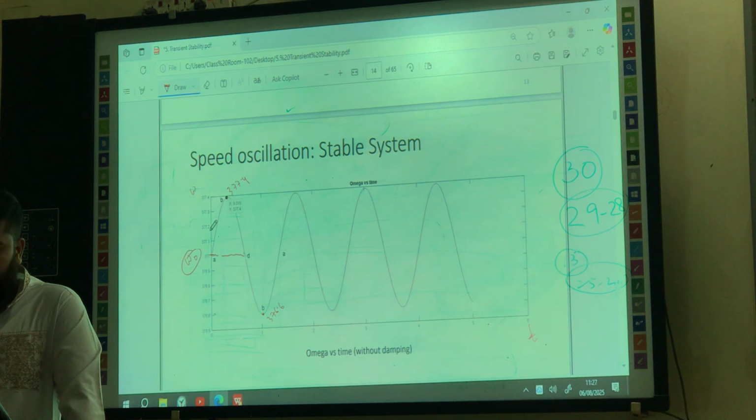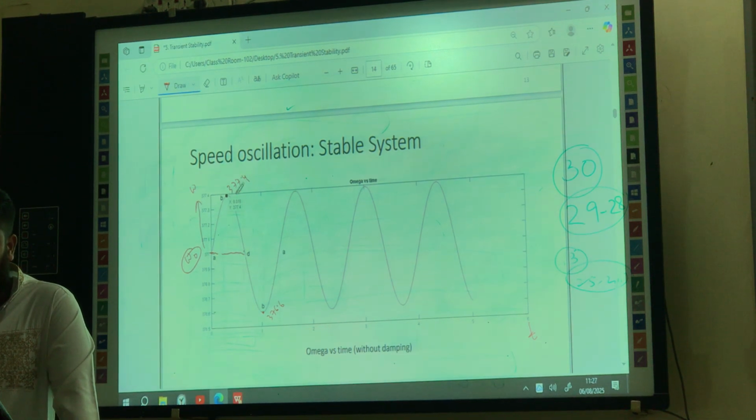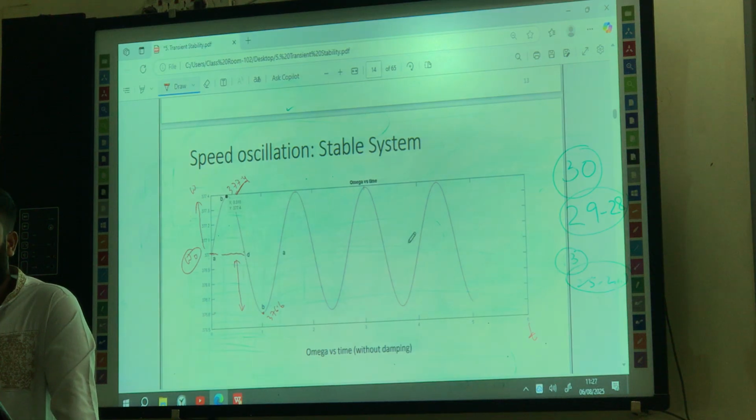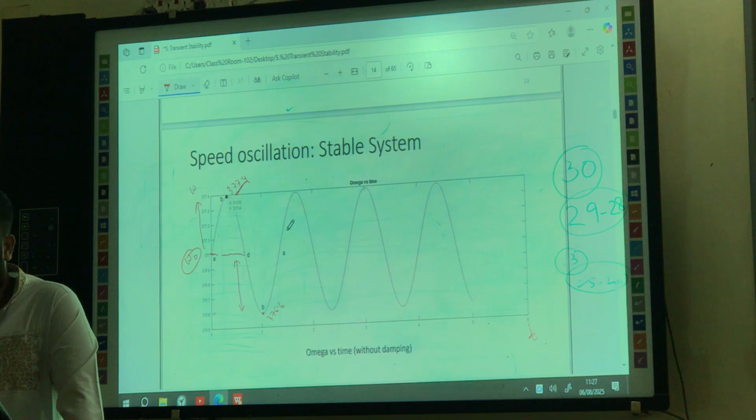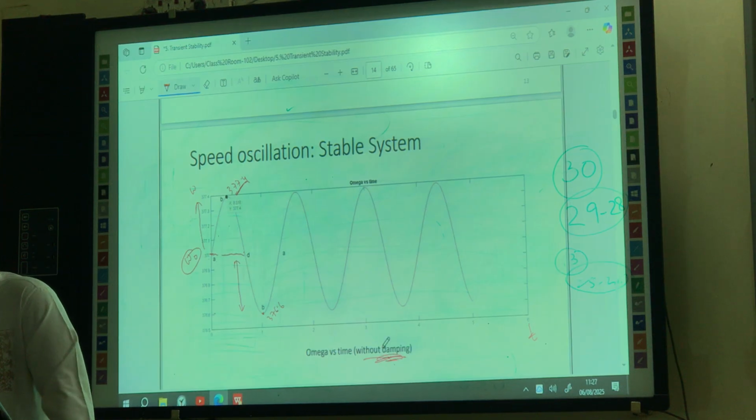So if on the upside the increment is 0.4, this is 377.4 and this is 377. On the below side, the difference should also be 0.4, right? That's why this is 376.6. Again, it will increase like this. Everyone understood this curve? Now, this is obviously without damping, right? We haven't incorporated the damping.